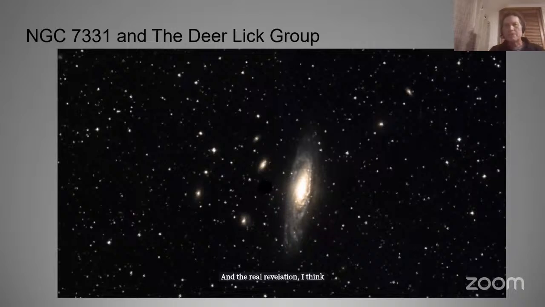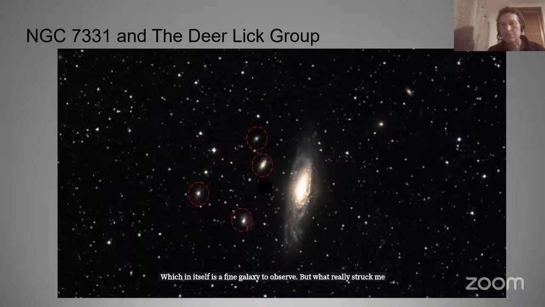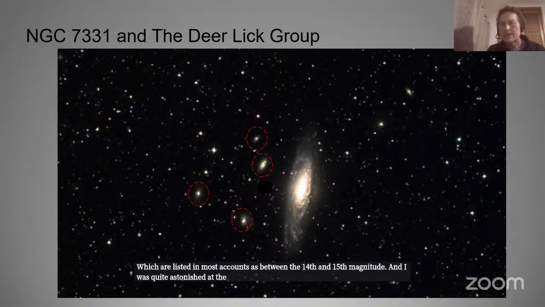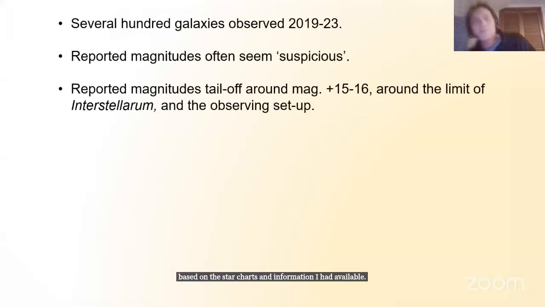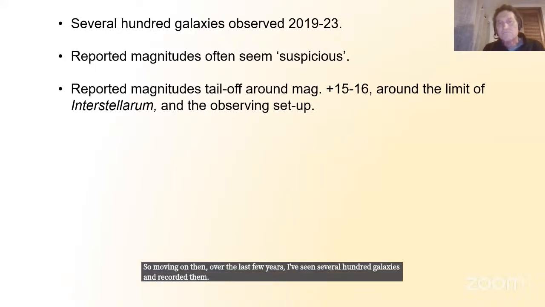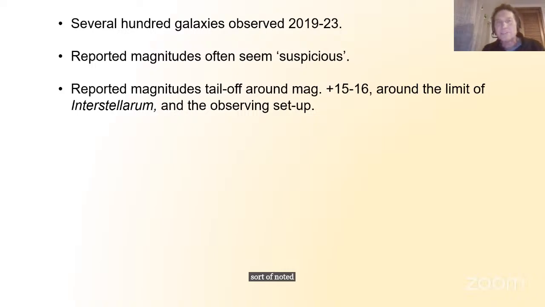NGC 7331 in Pegasus, which in itself is a fine galaxy to observe. But what really struck me were these background galaxies, the so-called fleas, which are listed in most accounts as between the 14th and 15th magnitude. And I was quite astonished at the time that it was actually quite easy to see these galaxies from a telescope. And really, that was the start of a bit of an obsession, if you like, of seeing just how faint a galaxy I could really pick up based on the star charts and information I had available. So moving on then, over the last few years, I've seen several hundred galaxies and recorded them, and sort of noted the reported magnitudes, etc.